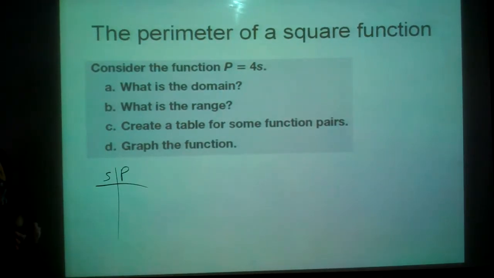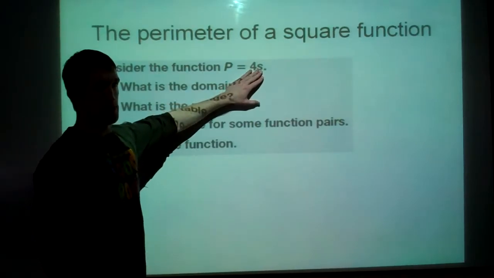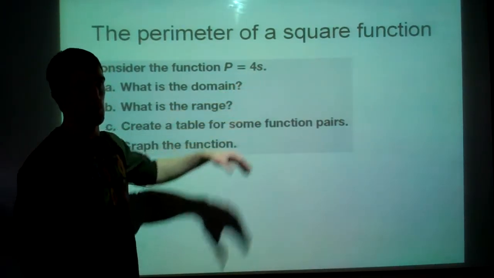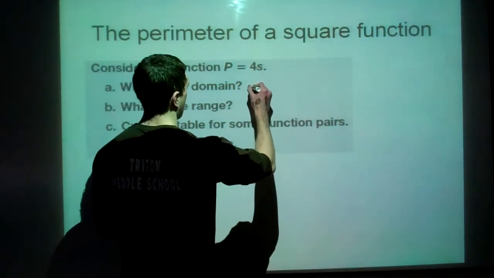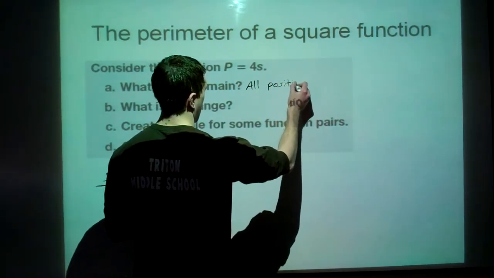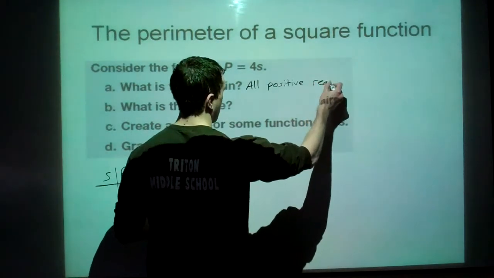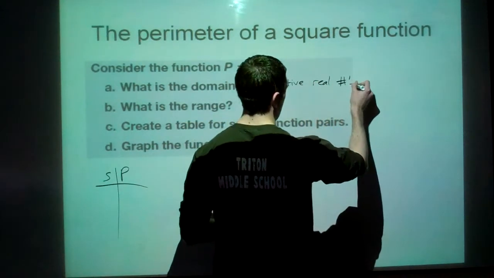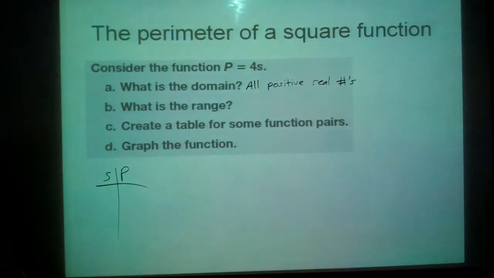Well, let's think about this. If we have a square, we can't have any negative sides. So we're going to say that S, or the side of a square, could be any positive real number. So all positive real numbers. That's what we would say there.